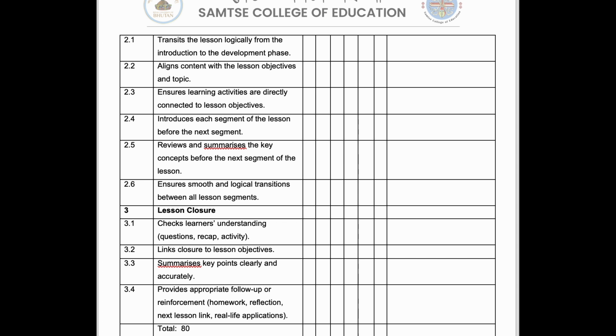The closure should clearly link back to the lesson objectives. Learners should reflect on what was intended to be learned and whether the goals have been achieved. The teacher should also summarize the key points of the lesson clearly and accurately. The summary should highlight the most important ideas without introducing new content.